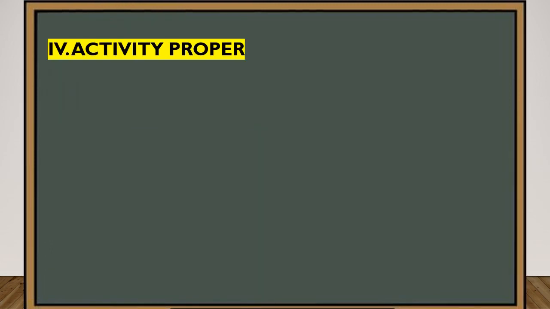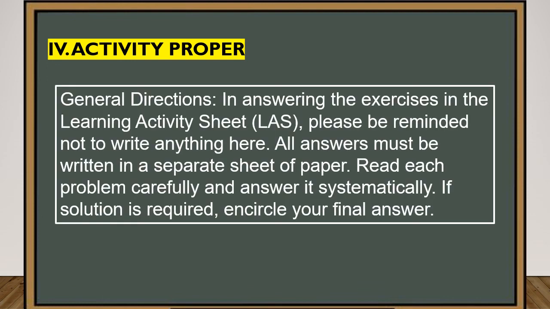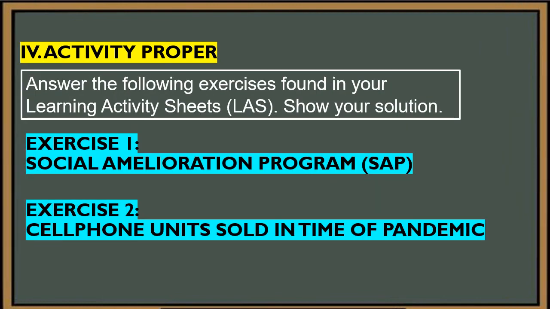So we will proceed. I hope you have learned from our discussions. If you have difficulty understanding, you can replay, pause, and play our previous discussion. Always be mindful of our general directions. For the activity proper, answer the following exercises found in your learning activity sheets and show your solution. Exercise 1 is all about the SAP social amelioration program. Exercise 2 is all about cell phone units sold in the time of pandemic.